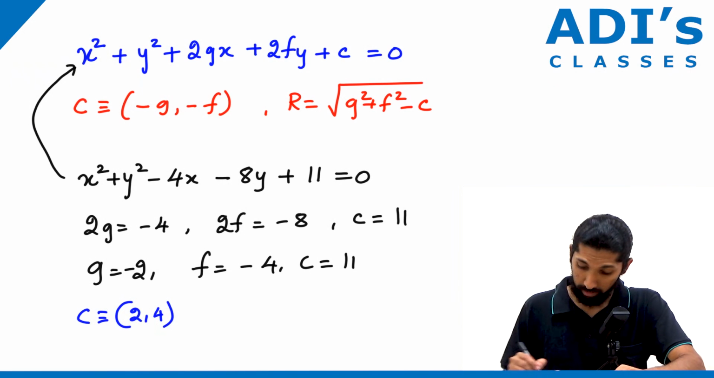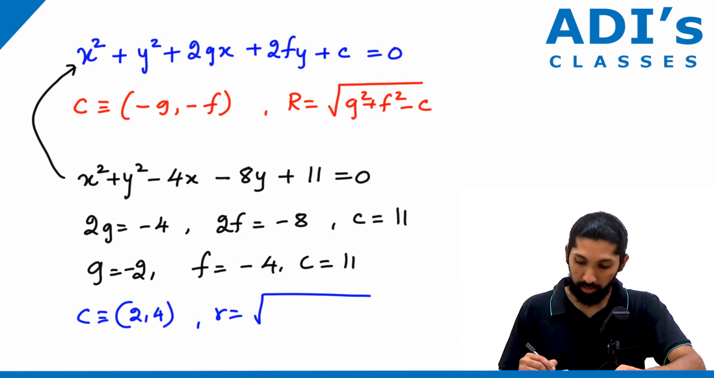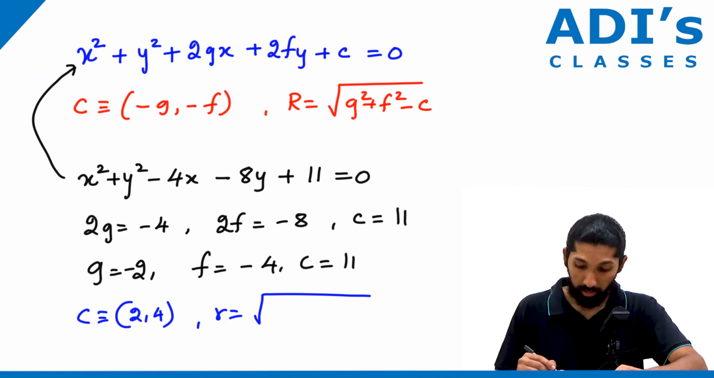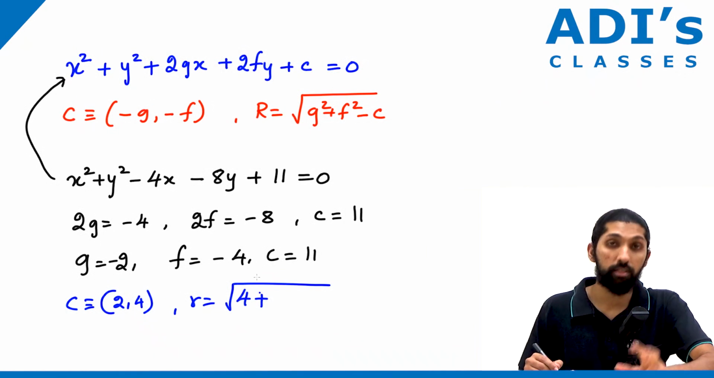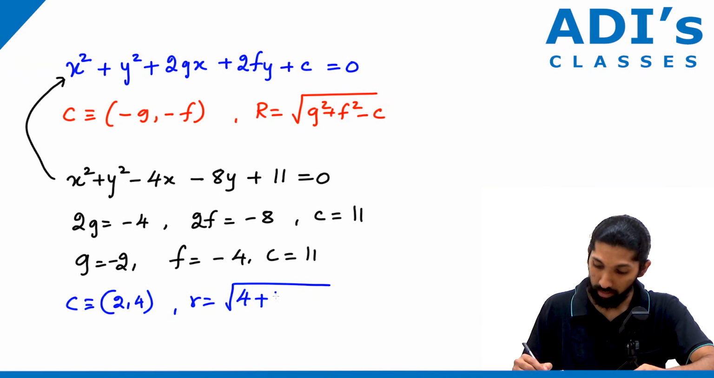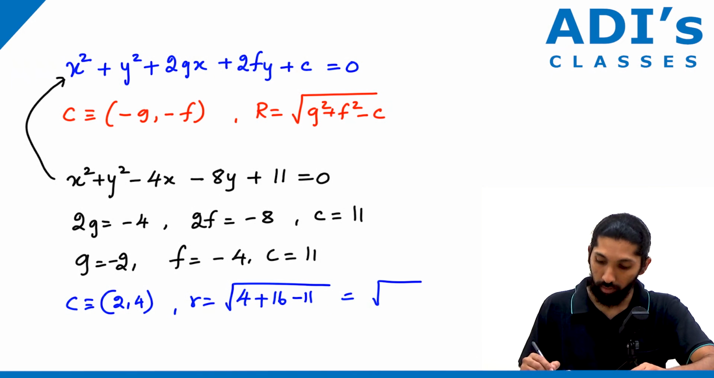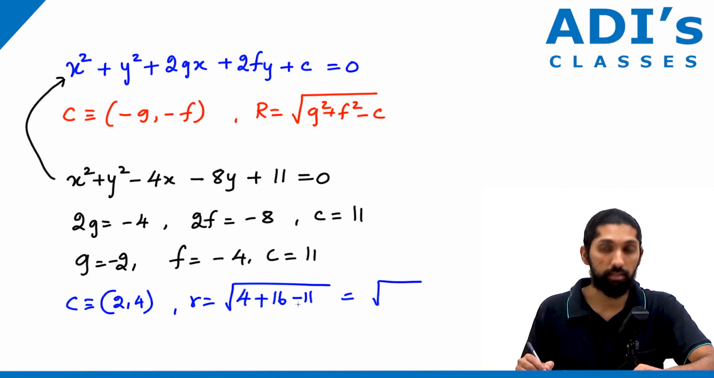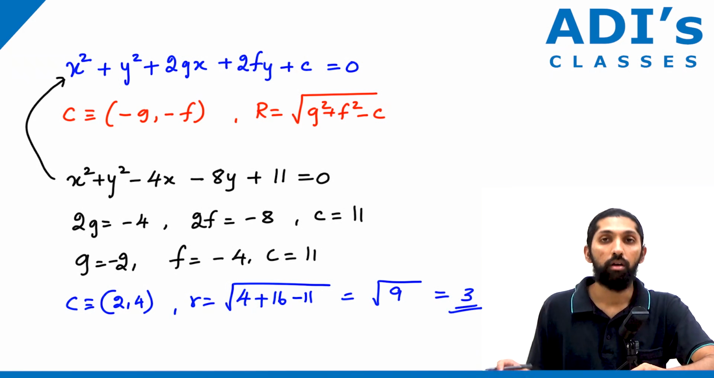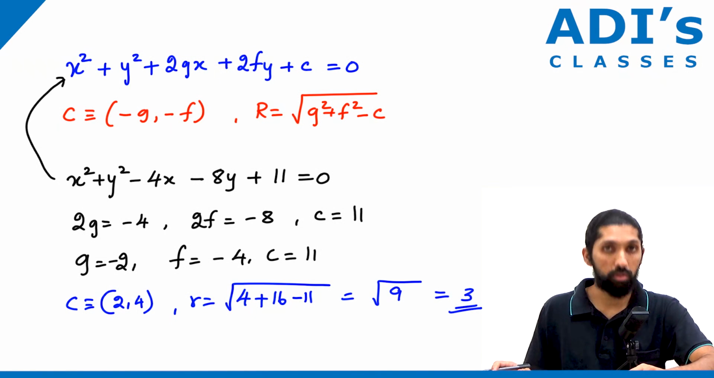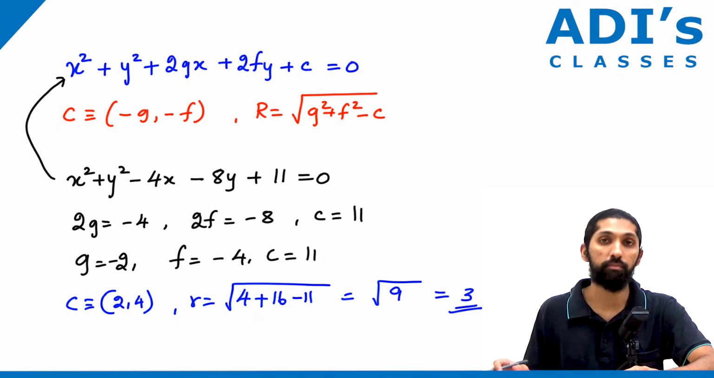Now the radius. Radius r is equal to root of g square plus f square minus c. Correct? g square is minus 2 whole square, 4; f square is minus 4 whole square, 16; minus 11. So this is going to give us root of 4 plus 16 minus 11, which is 5. 4 plus 5 is 9, root of which is 3. You can check this one. Do the whole square form, get the answer, and you will still get the same thing.